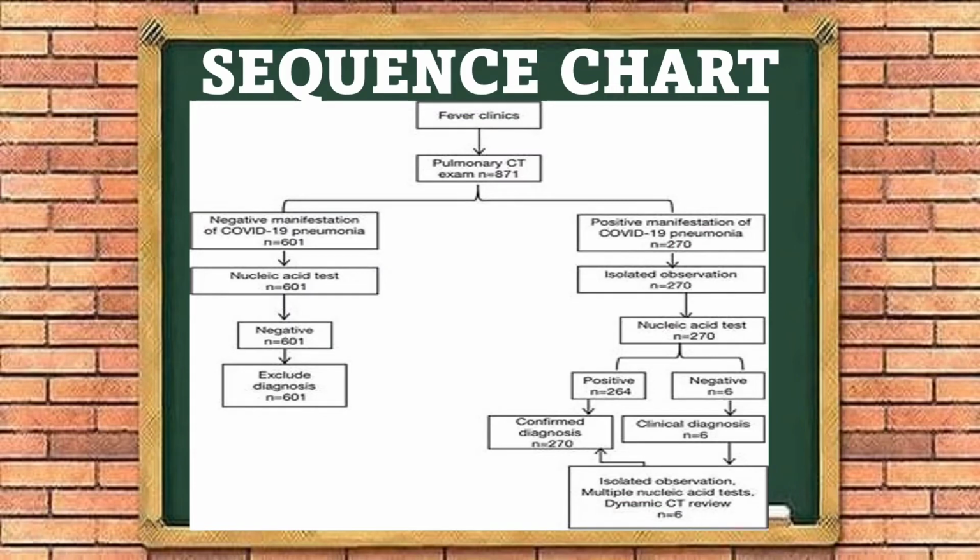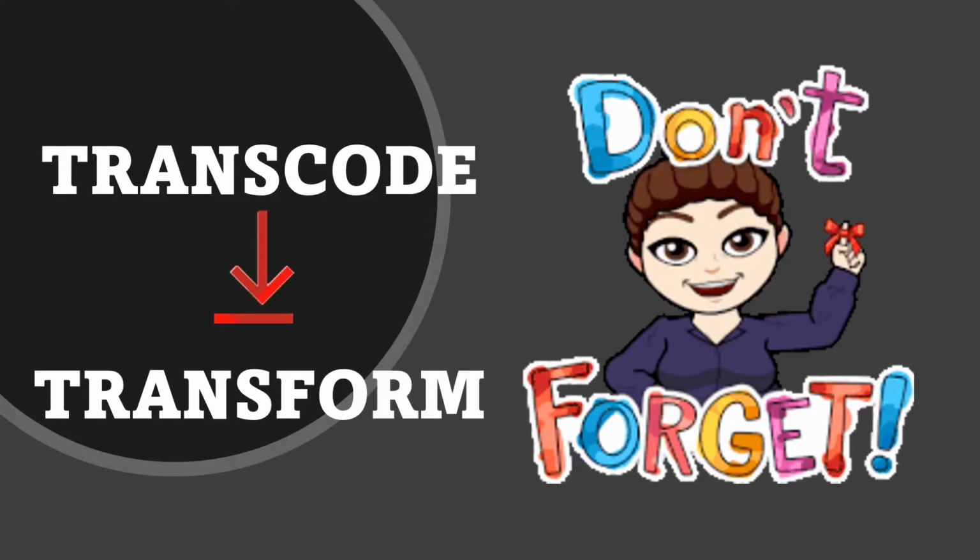A sequence chart is a graphic organizer that helps visualize the order of steps of a process or a timeline of events. In using a sequence chart, first identify the steps in the process and then arrange these steps in sequential order.